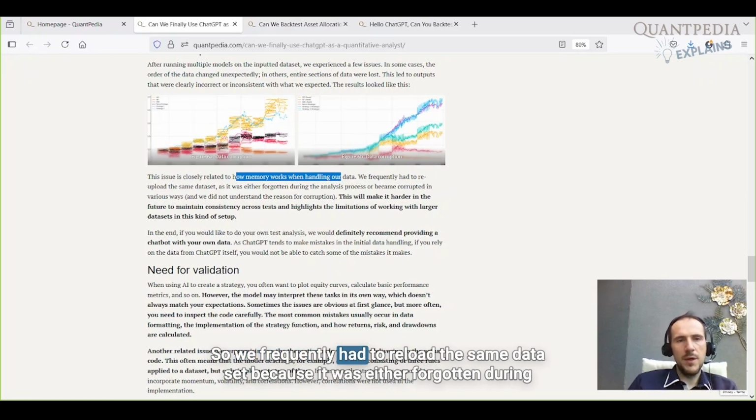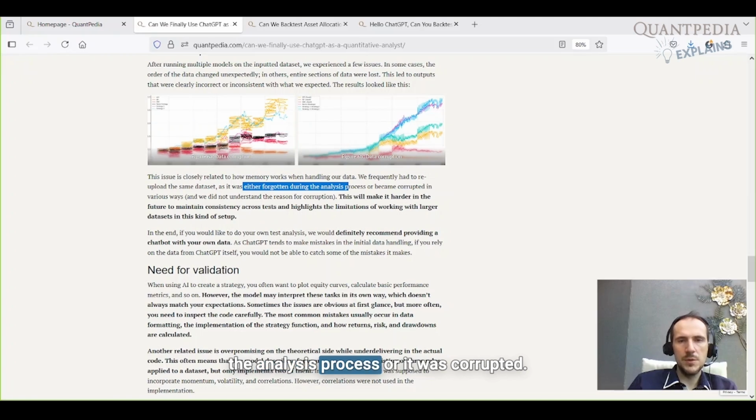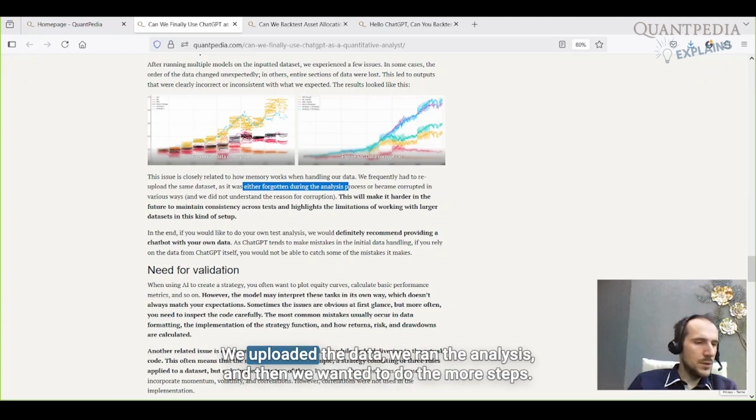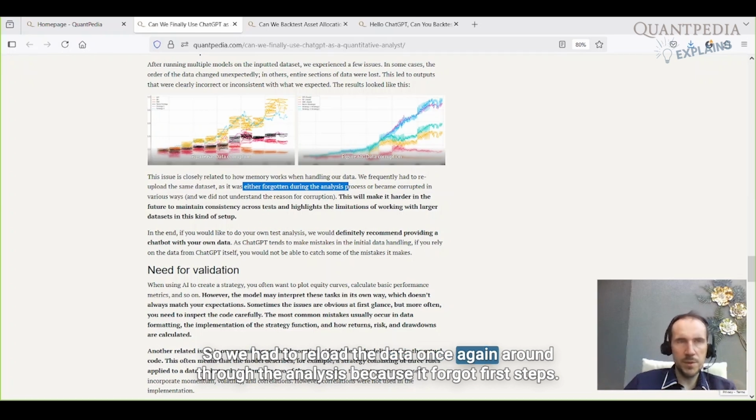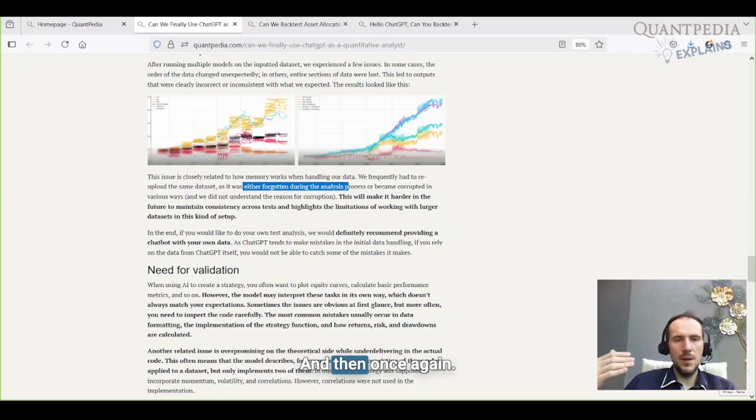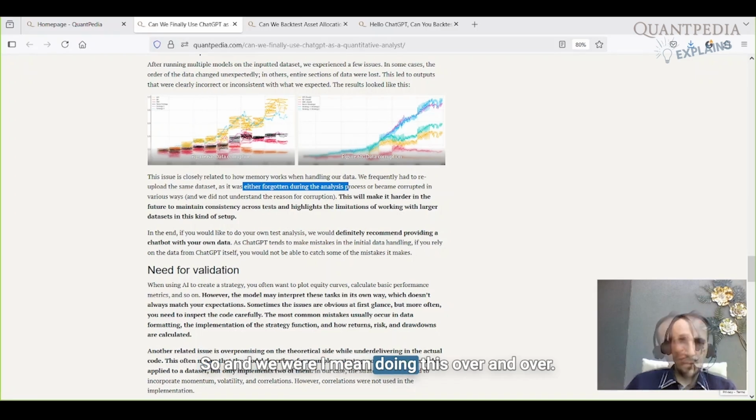So we frequently had to re-upload the same dataset because it was either forgotten during the analysis process or it was corrupted. We uploaded the data, we ran the analysis, and when we wanted to do more steps, we ran into the problem and realized that ChatGPT forgot the data. So we had to re-upload the data once again, run through the analysis because it forgot the first steps, and then once again. We were doing this over and over.